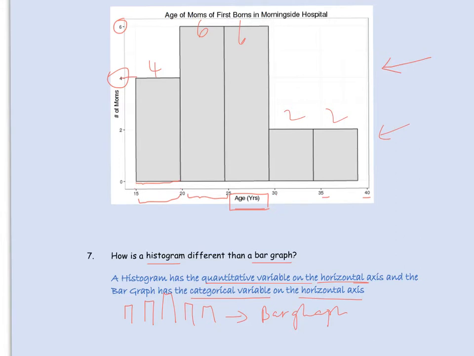So the graph gives us a lot of information. We can clearly see that the age group 20 through 30 is more populated than the age groups of, for example, 30 to 35 or 35 to 40. So it gives us a lot of information without actually looking at the distribution or the raw data. Just the histogram tells us a lot about the data set that we are looking at.